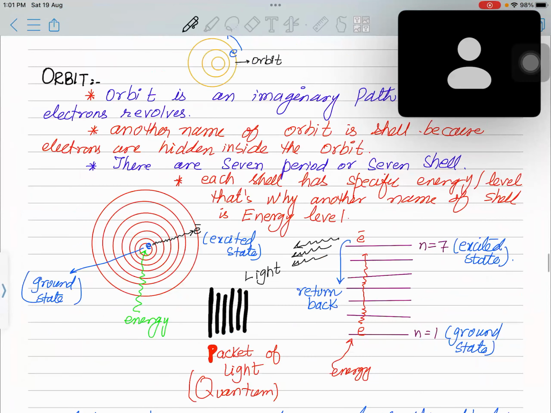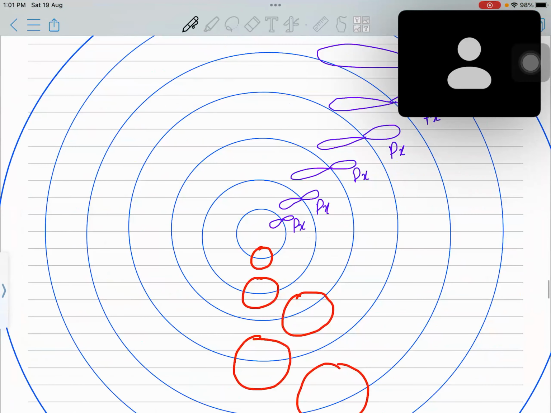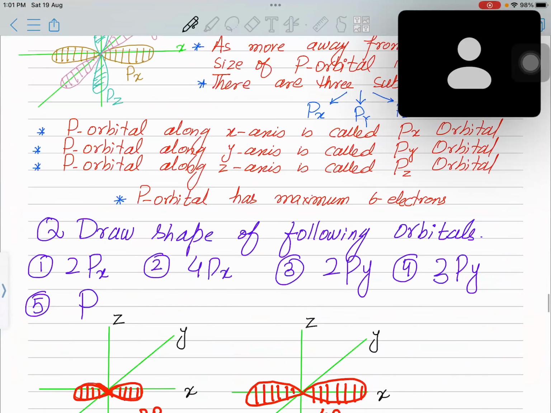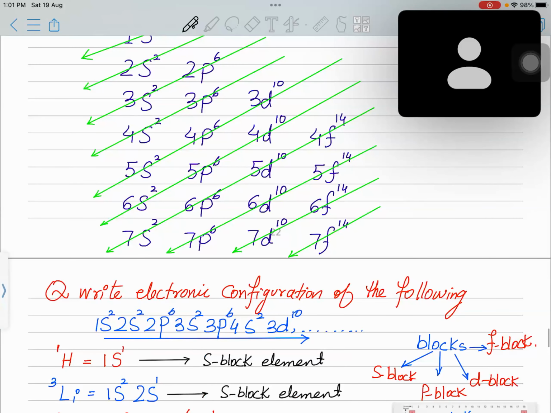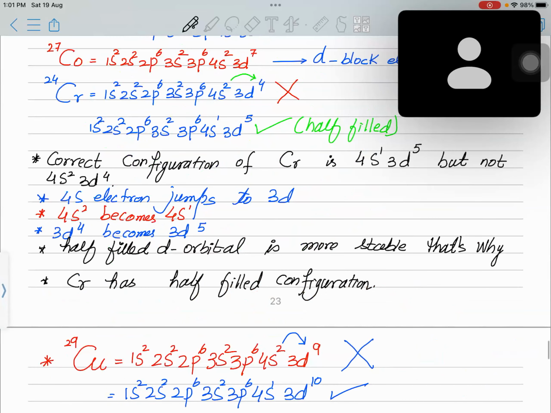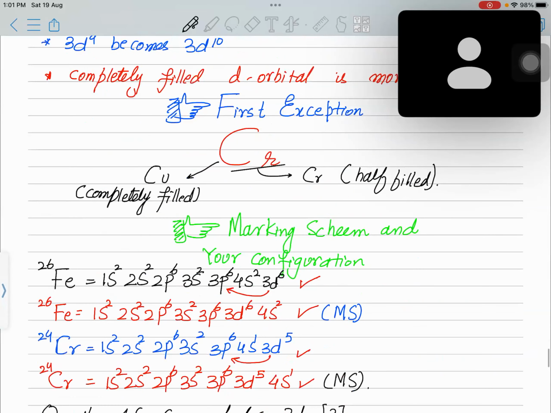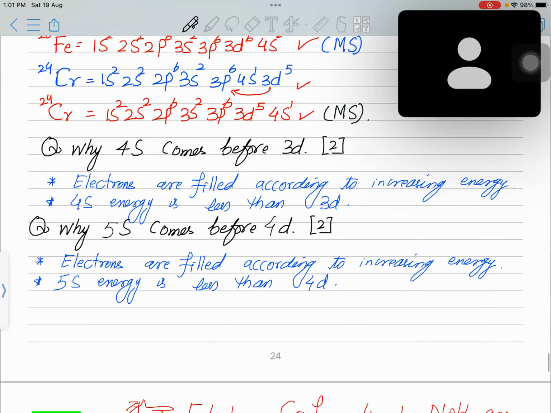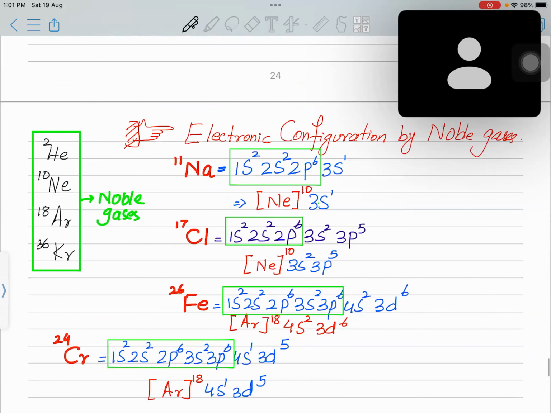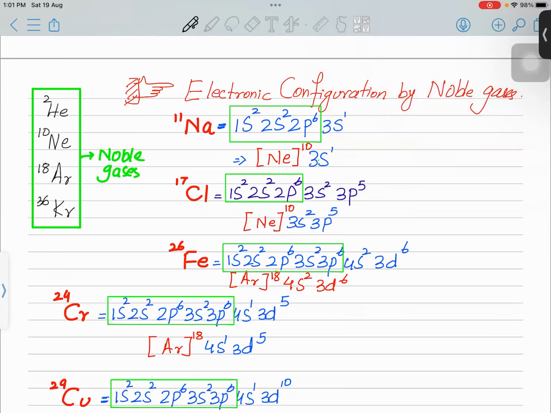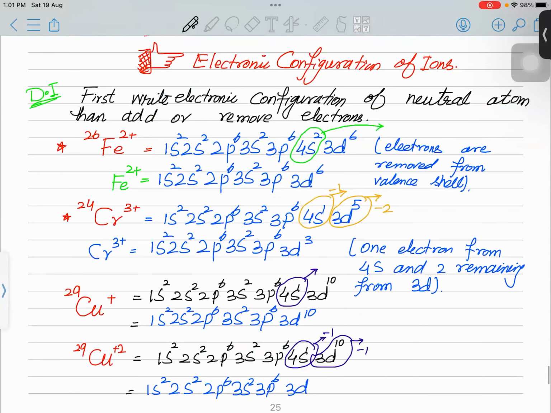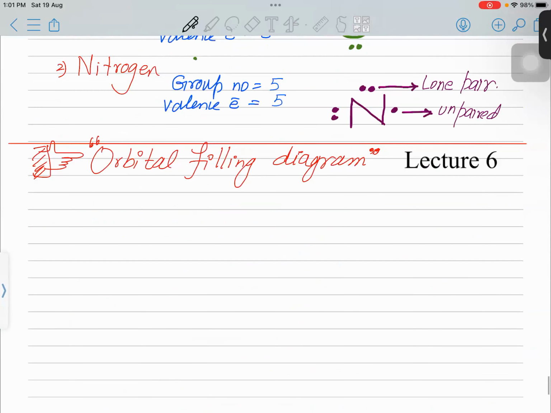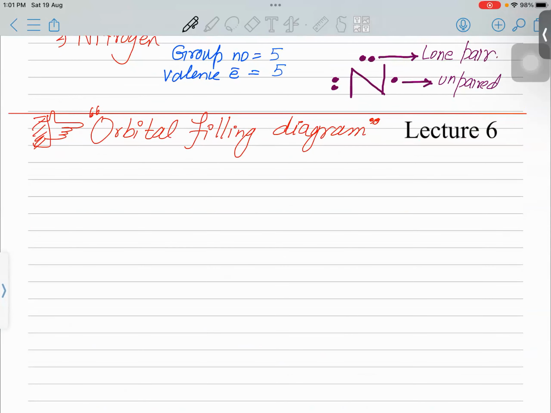We have completed electrons, SPDF. We have discussed electronic configuration. We have discussed exemption, electronic configuration of noble gases, electronic configuration of ions, dot diagram. Now orbital filling diagram, right?